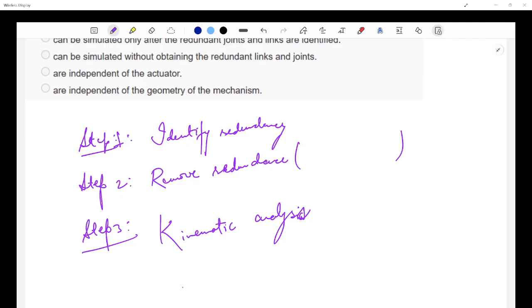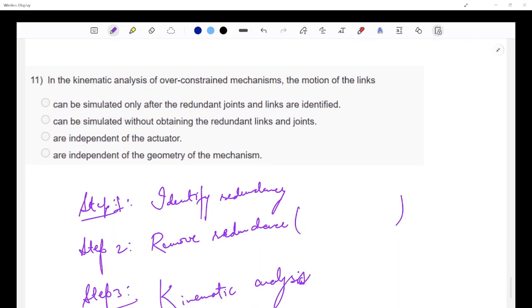So you identify redundancy, you remove redundancy by keeping only the independent constraints, and then your system becomes consistent and solvable when you do kinematic analysis. Why is this necessary? Because if you do not remove redundancy, the system becomes over-constrained mathematically, equations become inconsistent or dependent, and simulation may fail or give incorrect results. So you must identify redundancy before simulation. Alright, so the correct option is the first one, right?